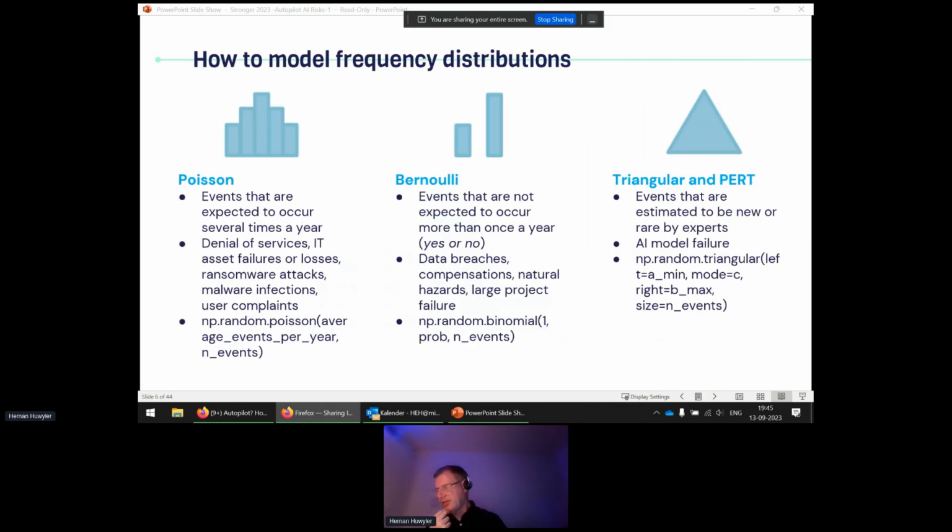On the other hand, we also need to model how often this event will occur. And in practice, we are using Poisson as the most common distribution, particularly on artificial intelligence scenarios that are creating losses that are occurring several times a year. On the other hand, we can also use Bernoulli or we can use triangular distributions and PERT. We can also model that in the Python formulas.